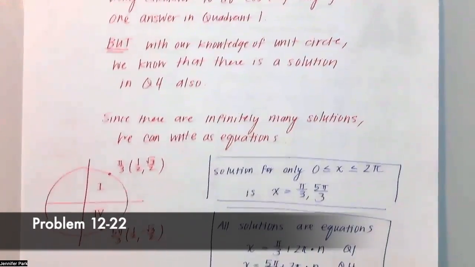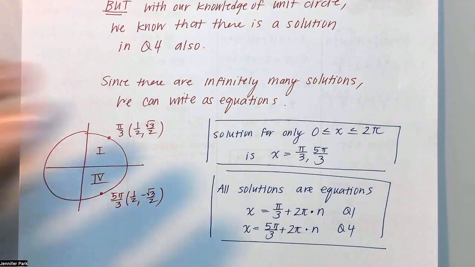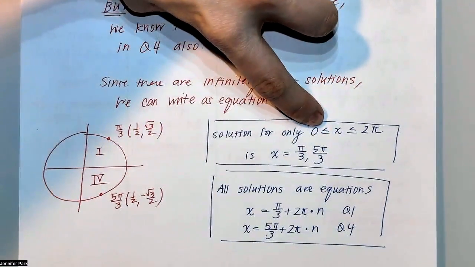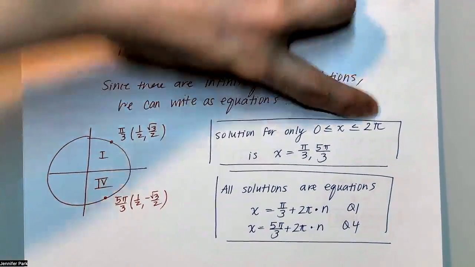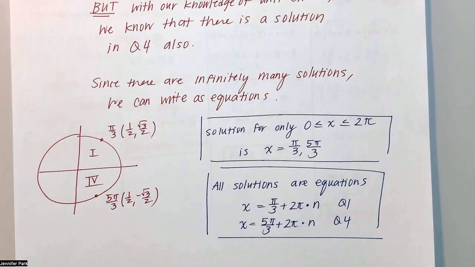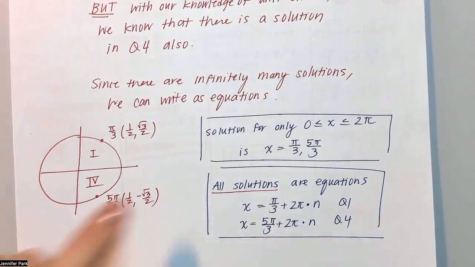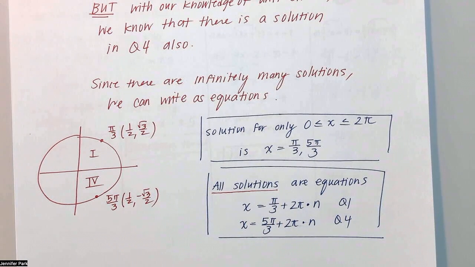But keep in mind that if you're asked to find solutions only for a domain between 0 and 2 pi, then you're only asked to find answers within one unit circle. But sometimes you could be asked to find all solutions. So make sure you look out for that, but we will definitely practice this more next week.